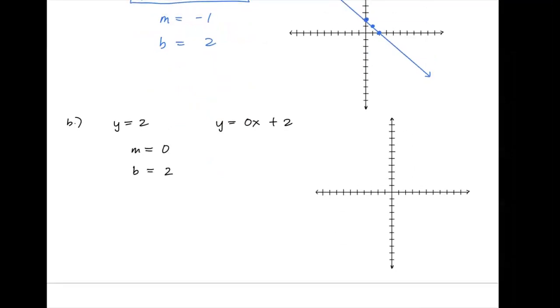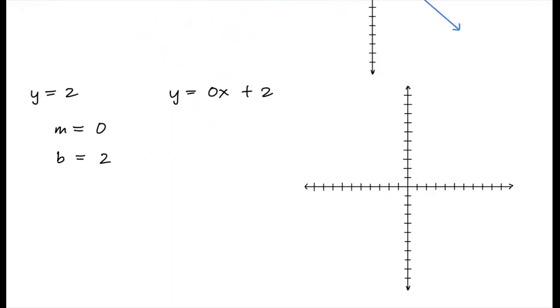So if I want to graph this, since the slope's 0, the y-intercept is 2, I'm going to draw a point at 2 on the y-axis. And since the slope's 0, that means there's no rise and there's no run. So I can just draw a horizontal line through those 3 points.